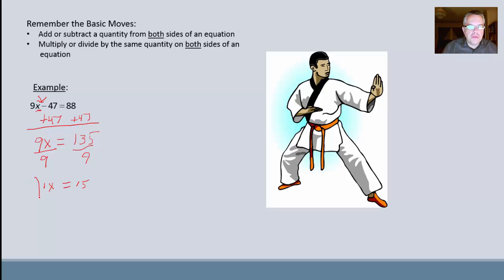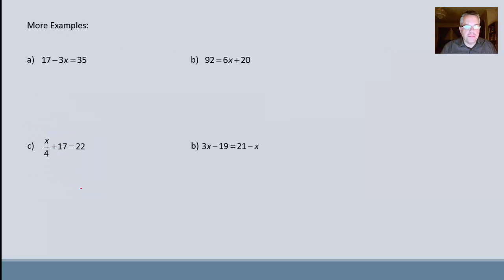Now, for some of you, this is old news. This is how you've been solving equations all along. So that's fine. Just relax, enjoy an easy day. And for everyone else, we'll get you used to this method. All right, let's look at some more examples.